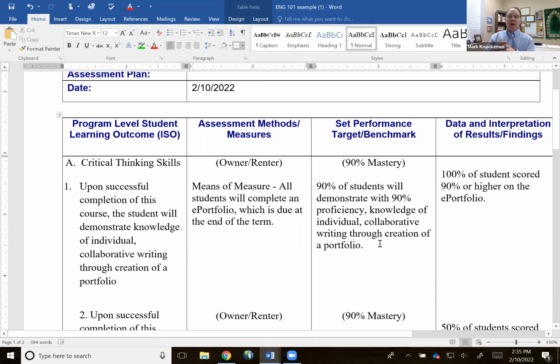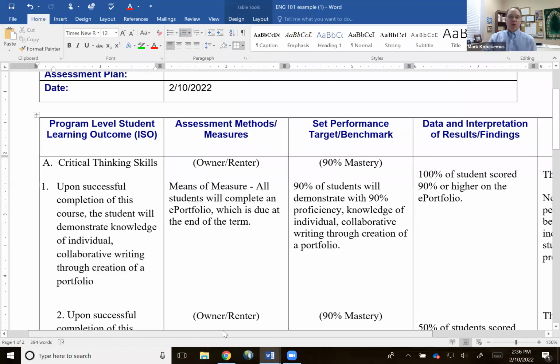So with this one, it's mastery. So that'd be A level. 90% of students will demonstrate with 90%, so both of those have to be mastery level. And then you'll notice that this language, knowledge of individual collaborative writing through creation of portfolio, where do we see that? That comes from over here from our learning outcome. So everything is being connected.